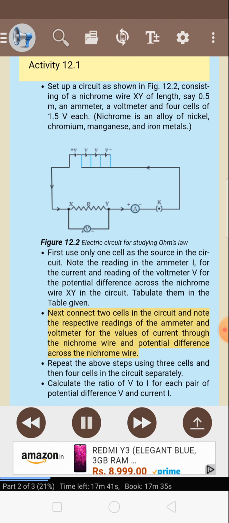Next, connect 2 cells in the circuit and note the respective readings of the ammeter and voltmeter for the values of current through the nichrome wire and potential difference across the nichrome wire. Repeat the above steps using 3 cells and then 4 cells in the circuit separately. Calculate the ratio of V to I for each pair of potential difference V and current I.